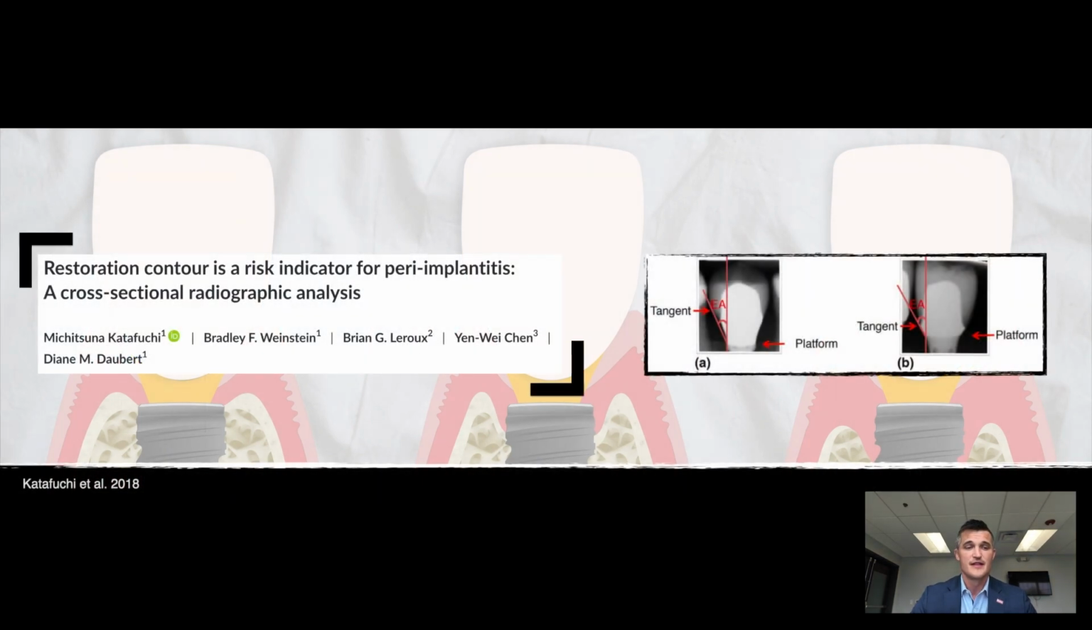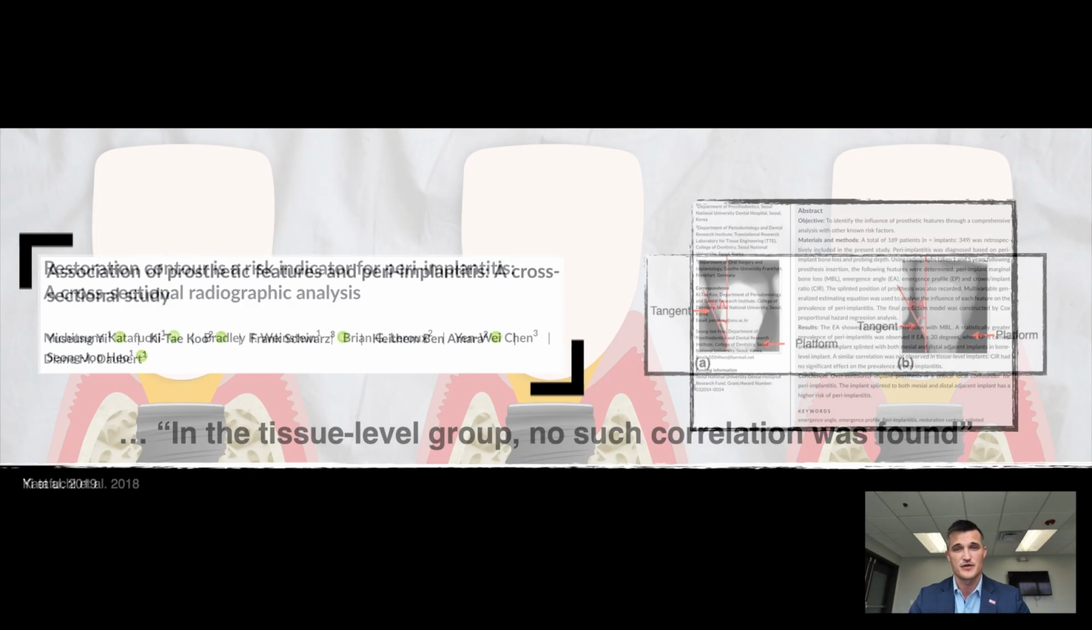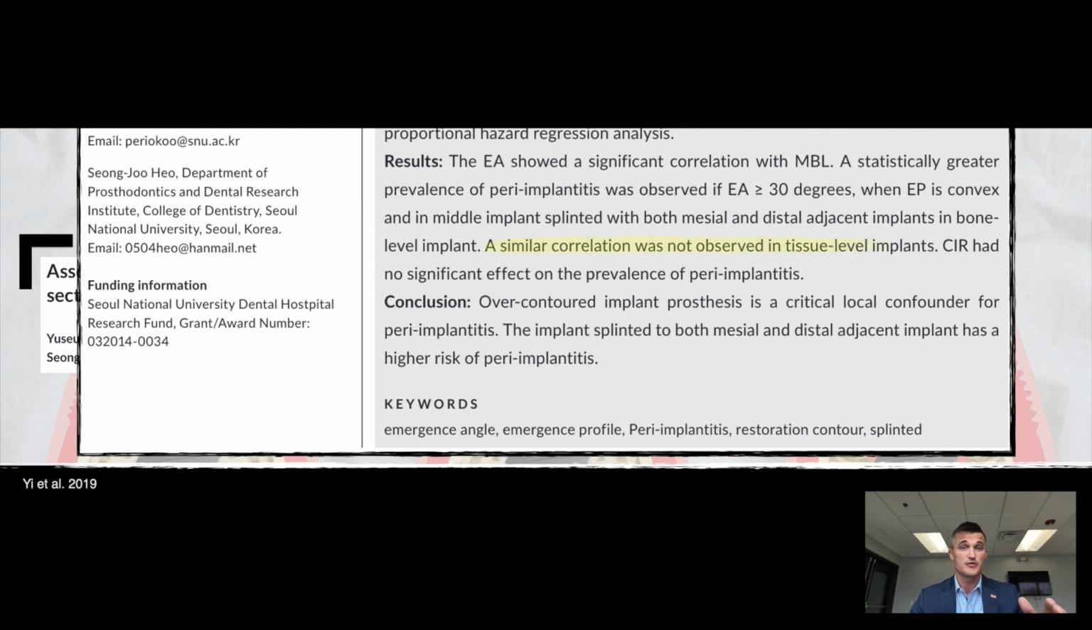It's very important. The study by Katafuchi, very much a landmark article, looked at emergence angles and saw that if the emergence angle is greater than 30 degrees off that platform, we see 2 times greater risk of peri-implantitis. But what he also noted was that tissue-level implants are not sharing that same correlation with increased marginal bone loss and peri-implantitis associated with increased emergence angles. Another study by Yi and colleagues also saw increased marginal bone loss and peri-implantitis with emergence angles greater than 30 degrees, but also tissue-level implants were not sharing this correlation.